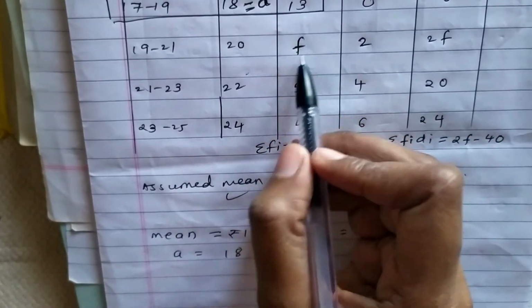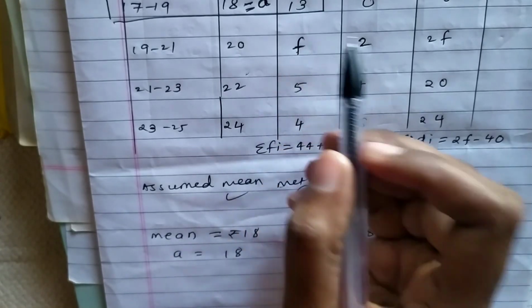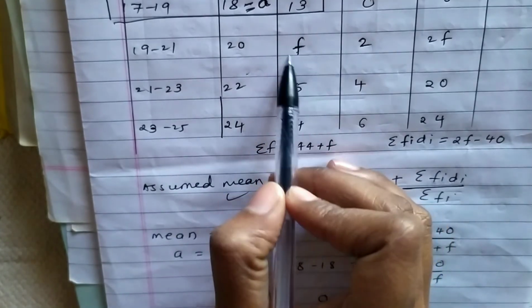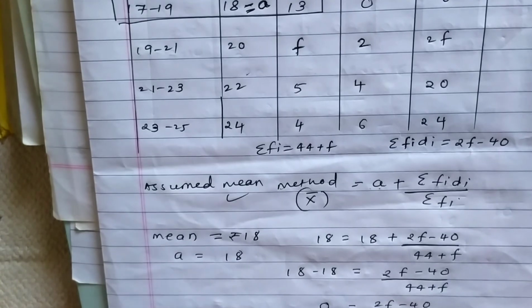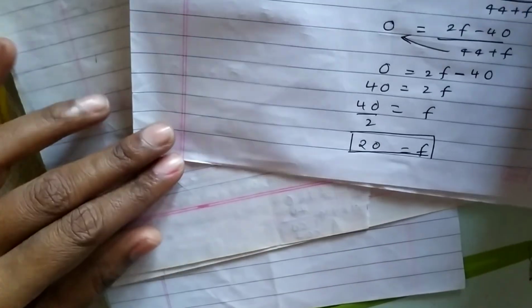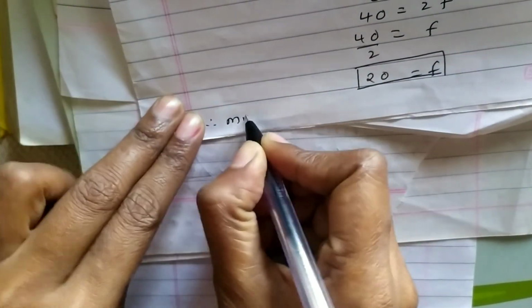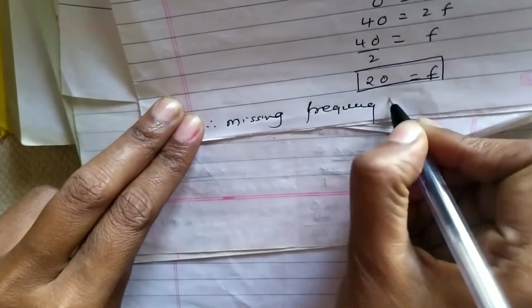It means here we didn't have the frequency. So according to our question, 20 students get allowances between 19 and 21 rupees. So that is the unknown value, and this is how to find it. You can use any method whichever is suitable and convenient to you. Finally, write the statement according to the given question. The question is to find the missing frequency. Therefore, you can write here: therefore, the missing frequency is 20.